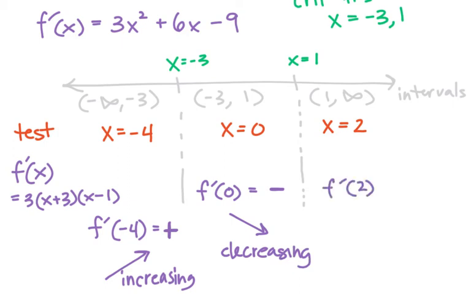F prime of 2. If I plug in 2, that's 3 times 5, which is positive, times 2 minus 1, which is 1, also positive. And if you're multiplying all positive numbers, you're going to get a positive number here. So positive is going to indicate that this is increasing. We have a slope that is rising from left to right. You'll notice I drew some little dotted lines here to divide my intervals.